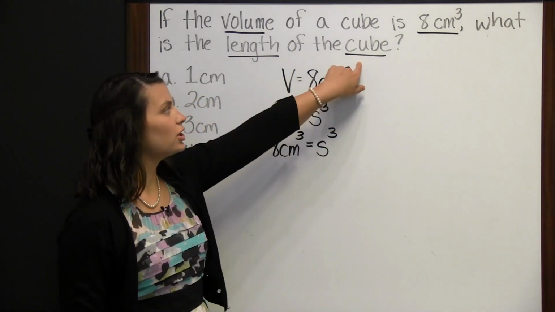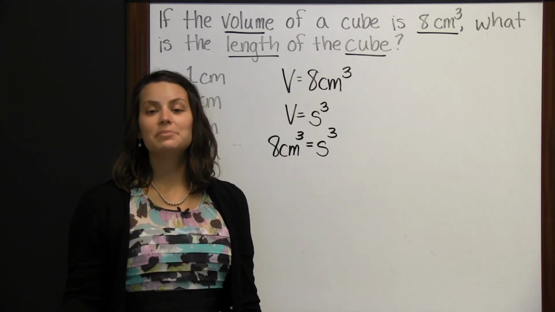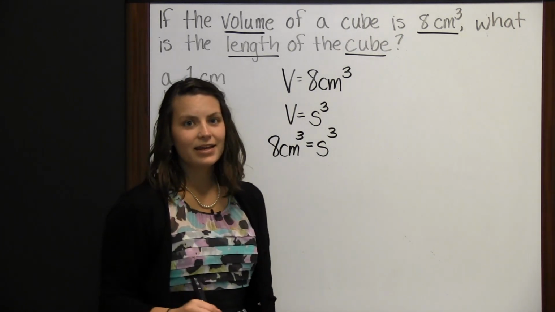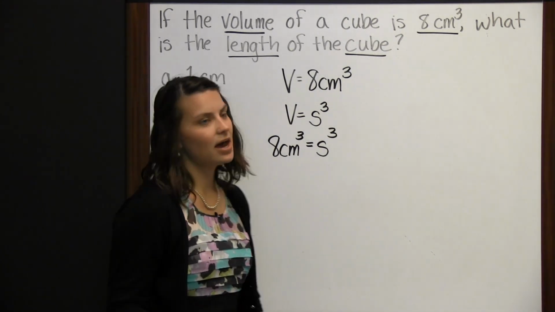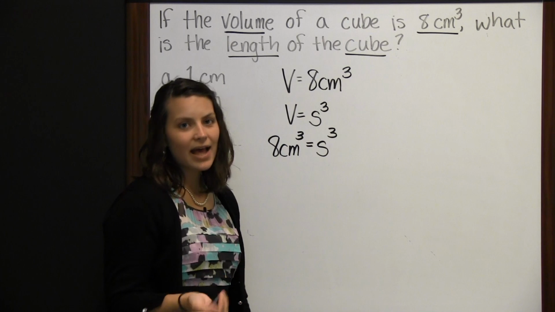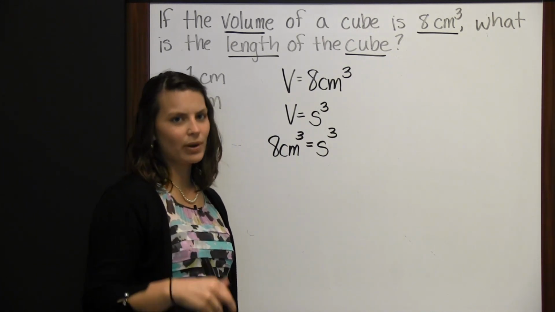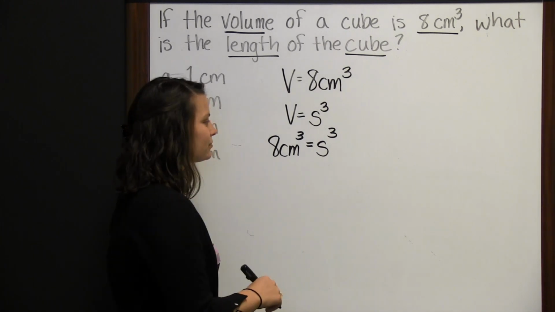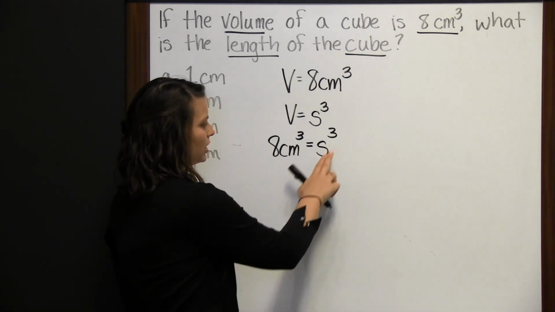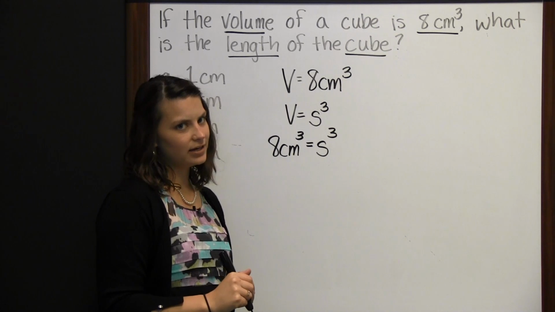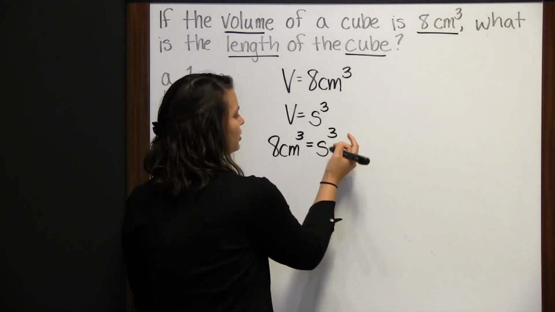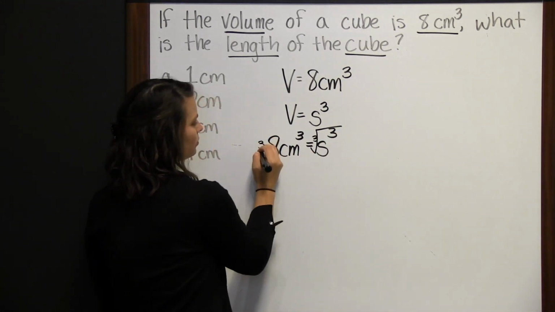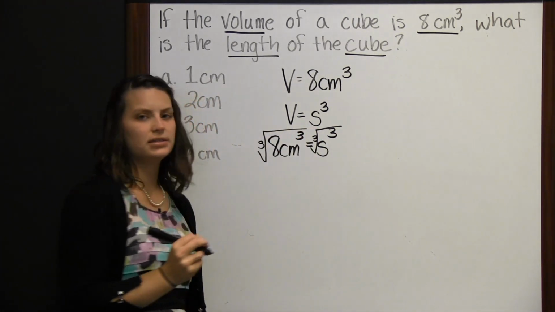Since it's a cube, all of the dimensions are the same. So if they ask for length, we can find that. It's the same as the width and the height, which is why we just use an S instead of length times width times height. But how do we solve? So we have side cubed. If we want to solve for side, then we need to do the opposite of cubing, which is to cube root. So take the cube root of both sides.